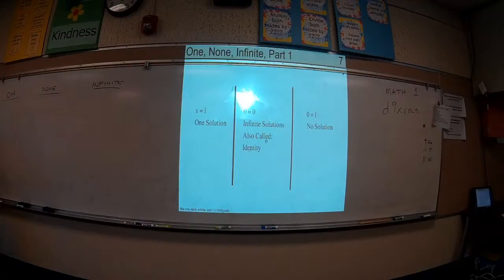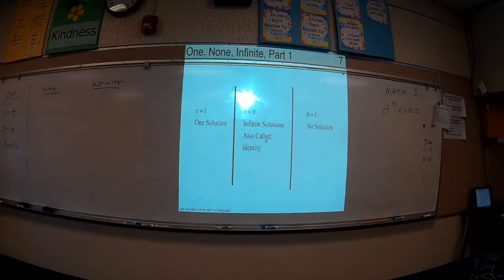One always has an x in it. It's like x equals, pick a number, Nico. 4. That would be one solution. What is the solution? 4. If I plug in 4, it will work. Miranda, pick a number. X equals 6. That is one solution. If you plug in a 6, it will work. Presley, pick a number, make it negative, because that's exciting. Negative 10. X equals negative 10. That is one solution.